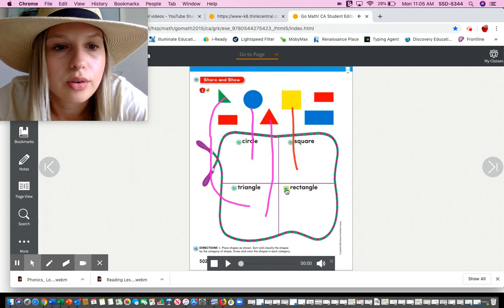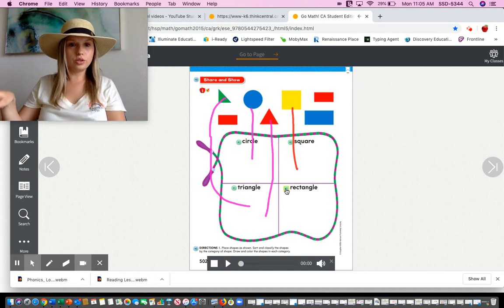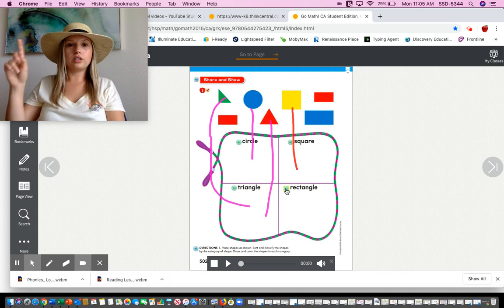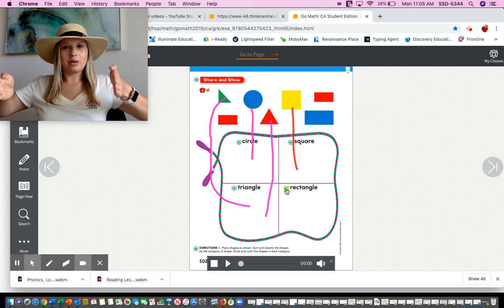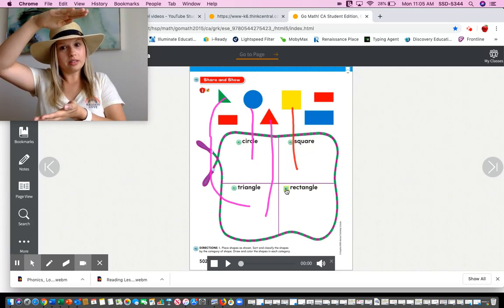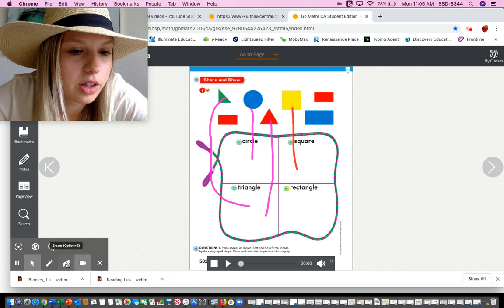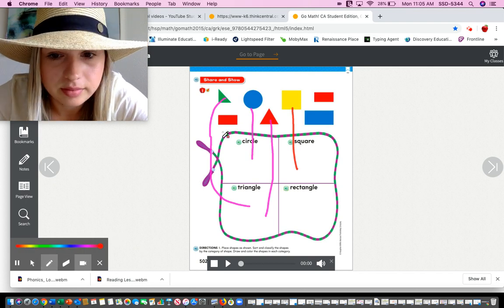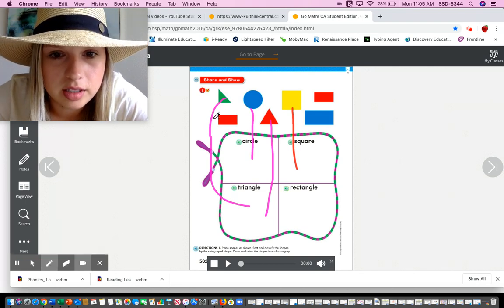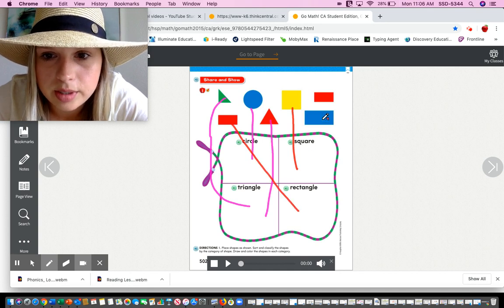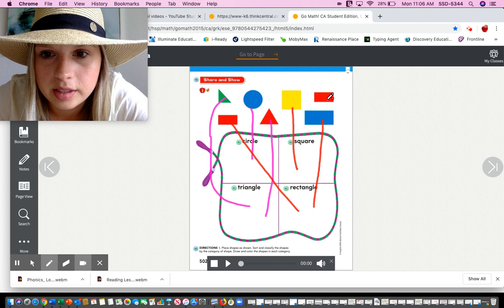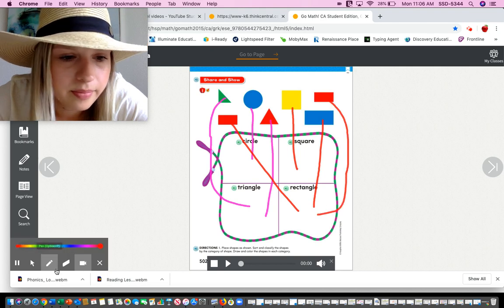Rectangle. A rectangle has 1, 2, 3, 4 sides, 1, 2, 3, 4 vertices, like a square. But if we turn a rectangle, it goes from a hot dog to a building. So look for the hot dogs, and those are rectangles. Is this a hot dog? Yep, that's a rectangle. This one, rectangle. This one, rectangle. Good job.